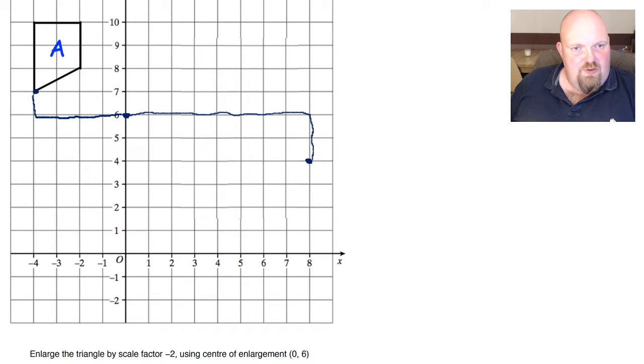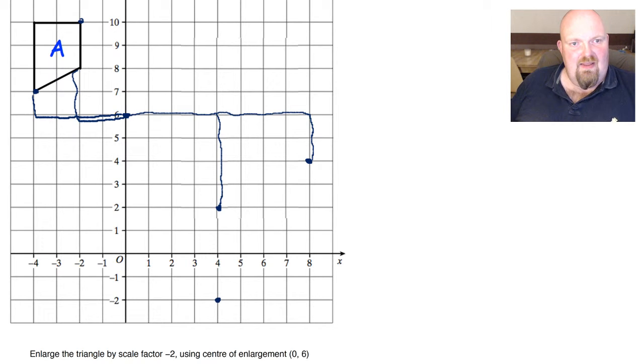If I go to my next point, I go 2 to the left and 2 up. So I'm then going to go 4 to the right and 4 down. So 4 down will look like this, which takes me to there. And then the next point is 2 to the left and 4 up to get me to this point. So I'm going to go 4 to the right and 8 down, which takes me to there.